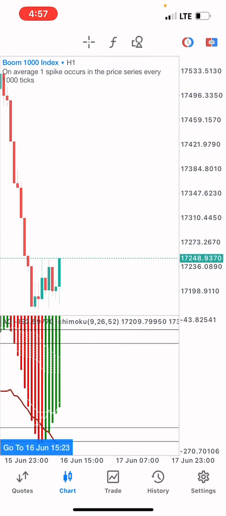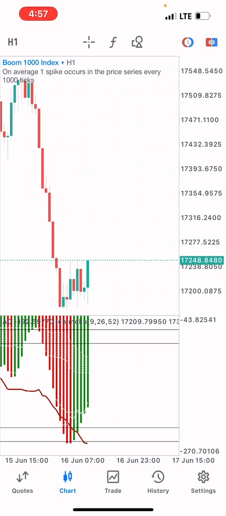Okay, so let's quickly go to the higher time frame. We are going to be looking at the 1 hour time frame. Now, the reason why I wouldn't place a trade after seeing on the 1 minute time frame that the market was going downwards is because of what I'm seeing on the 1 hour time frame right now. If you notice, there is a bullish momentum in the 1 hour time frame.